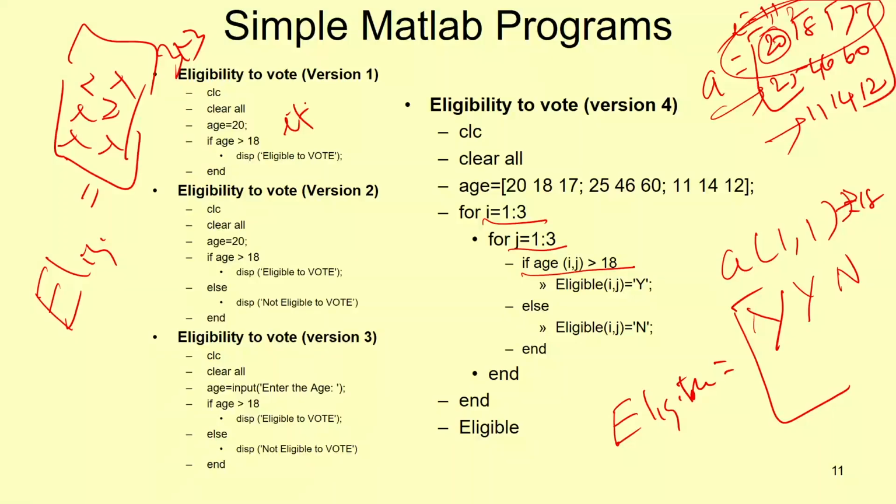Elements. So if you look at this program, all these 4 versions are doing the job of eligibility to vote, but the version is different. Here this is simple if and this is if else, and here age is input, that is, it is getting from the user, and here this age is a matrix. Let me go to the next version.